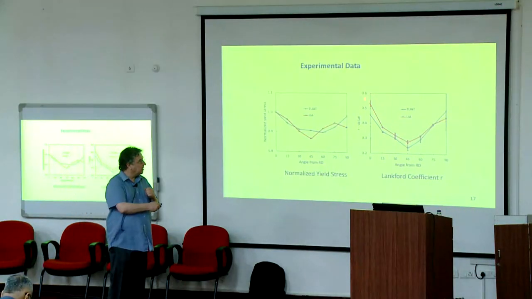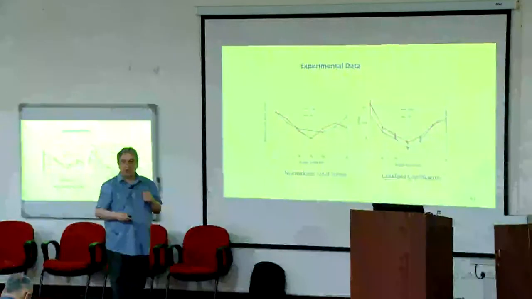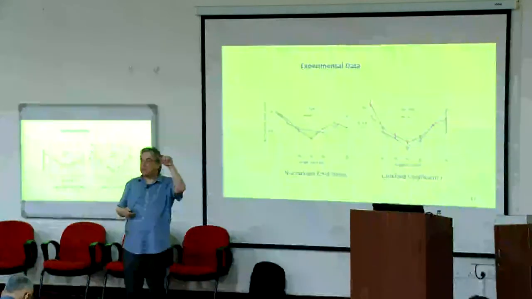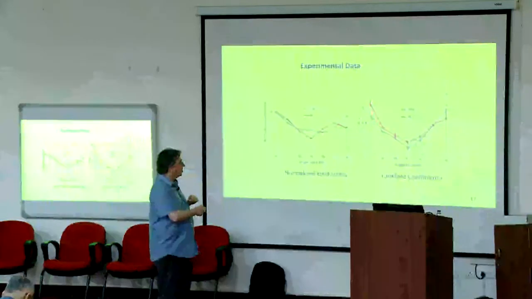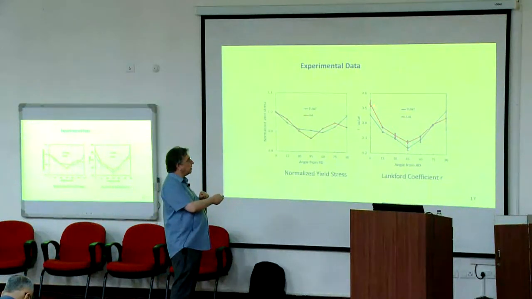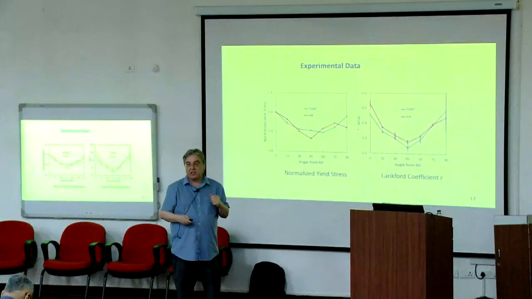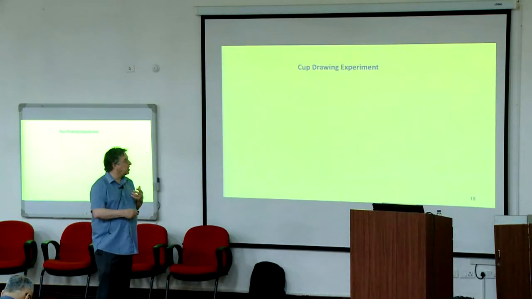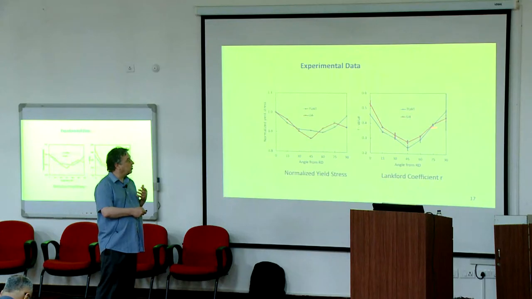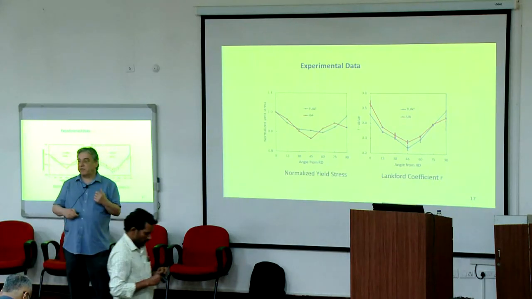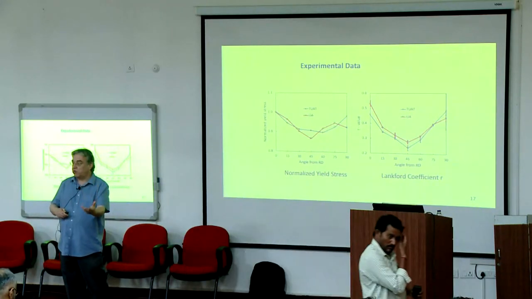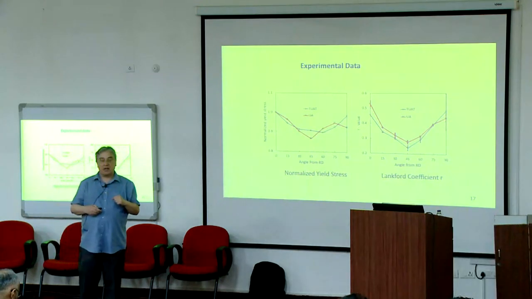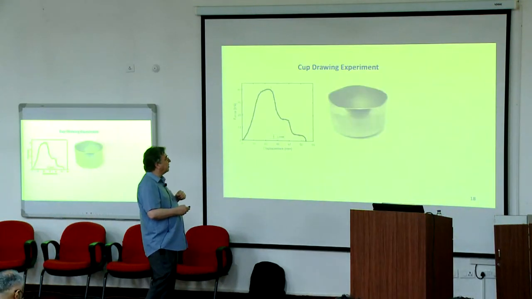And it's in fact this phenomenon that is responsible for this earring behavior. So the larger the differences here between the maximum and the minimum, the more earring that you will have. So actually what we are trying to achieve here is to have a good prediction of this R value and anisotropy, because this allows you to predict the earring behavior of the cup.